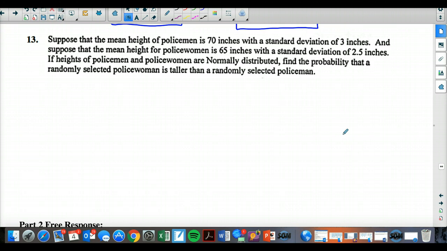If the heights of the policemen and policewomen are normally distributed, find the probability that a randomly selected policewoman is taller than a randomly selected policeman. Now, I want to tell you that if A is normally distributed and B is normally distributed, then if you add or subtract, guess what? It's normally distributed. So you could have a question that says if you add 2 normally distributed variables, what shape is the outcome going to have? You're going to say, well, it's normally distributed. Okay, it keeps that same shape.